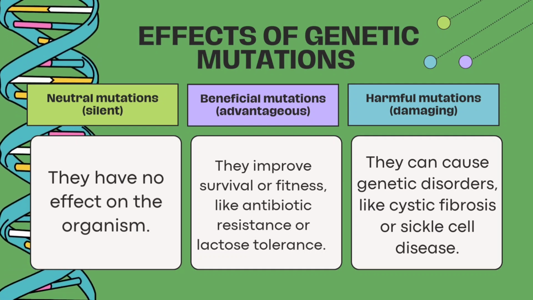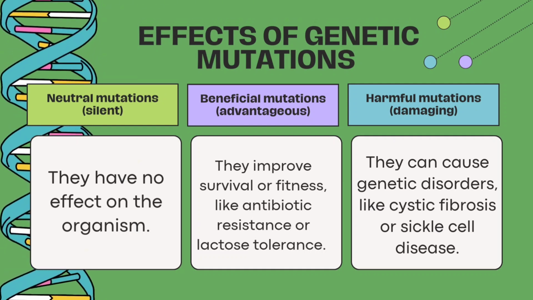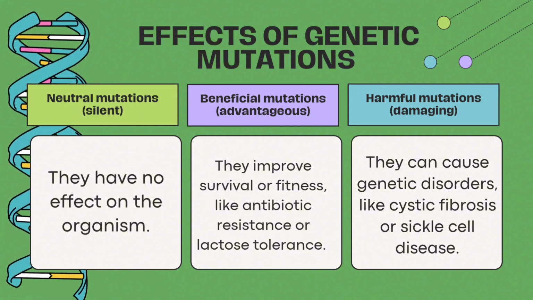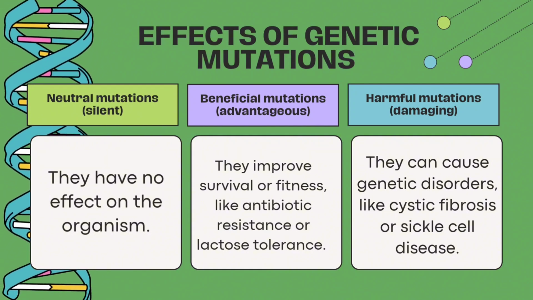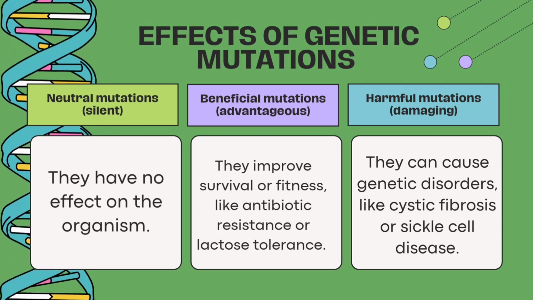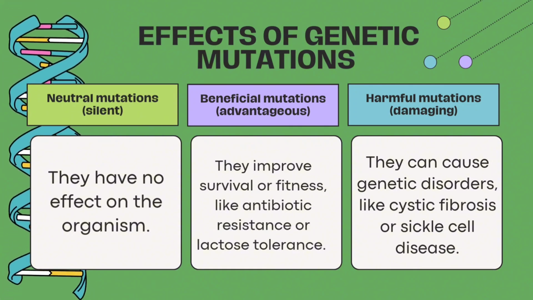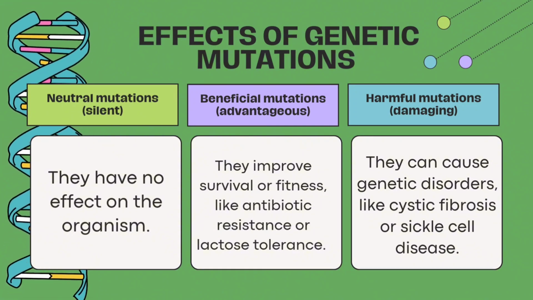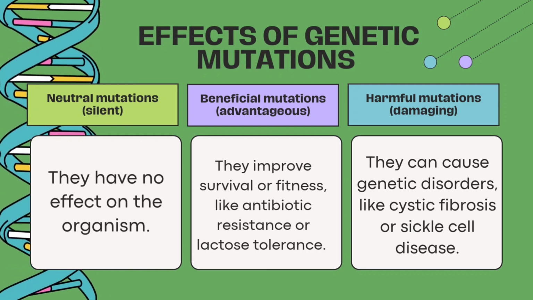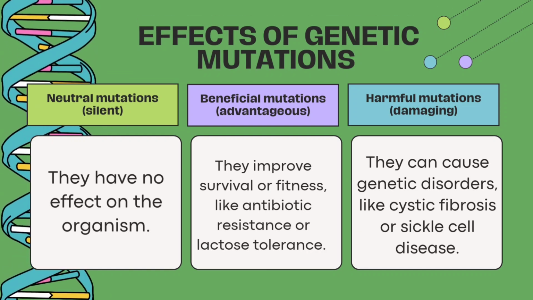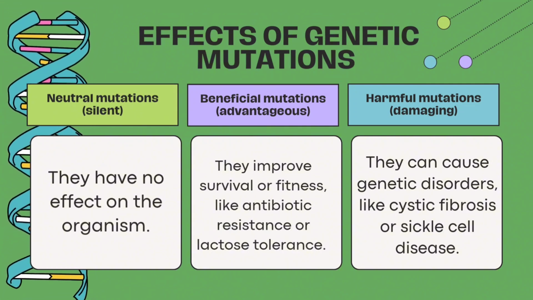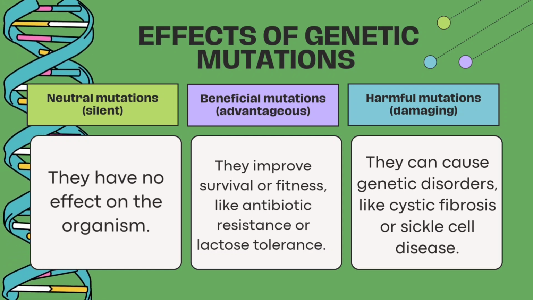Next, we have beneficial mutations, which contribute to positive changes in species over time. A famous example is lactose tolerance in humans. Originally, most humans could only digest lactose, the sugar found in milk, during infancy. However, in some populations, a mutation allowed adults to continue digesting lactose, providing a valuable nutrient source. This mutation became common in societies where dairy farming was practiced.